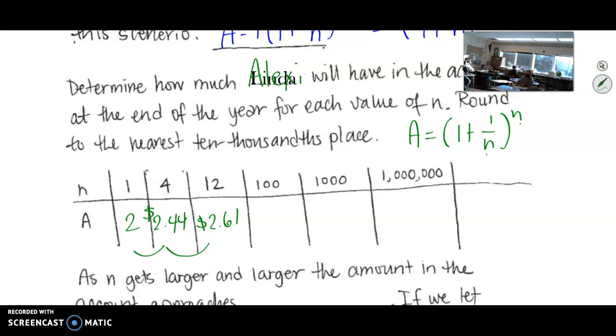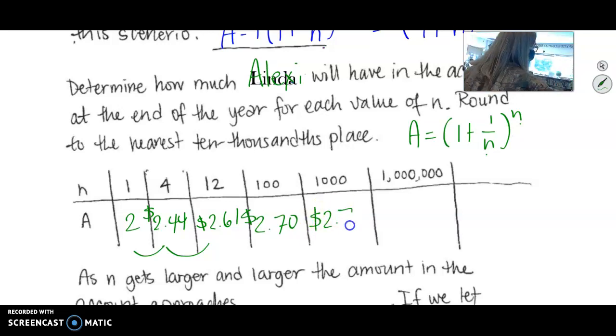What about when you put in 100? Karenza? 2.70. And so it went up again, but only by 9 cents this time. So it's still increasing, but slowing down the amount that it increases by. How about 1,000? I got 2.71. Okay, now it's only going up by pennies.